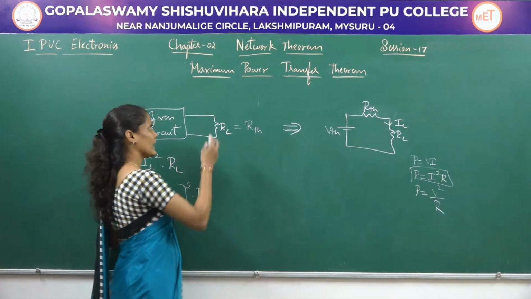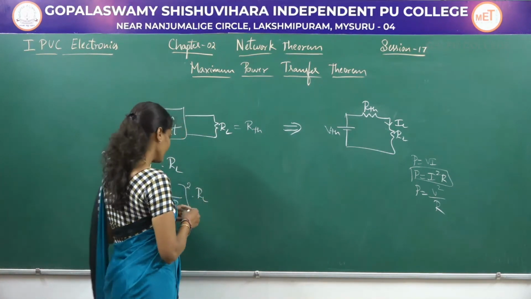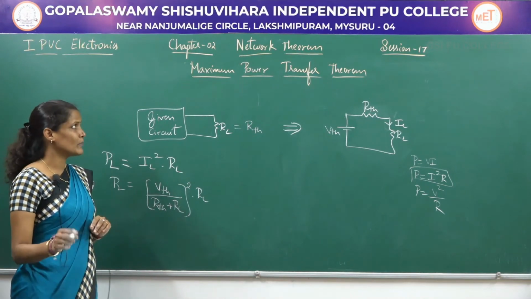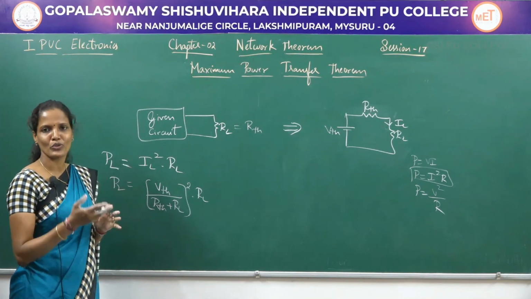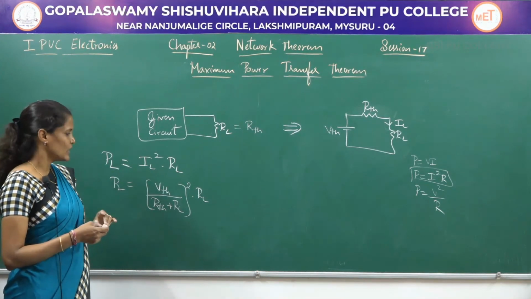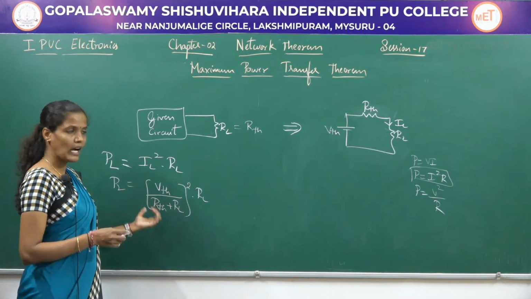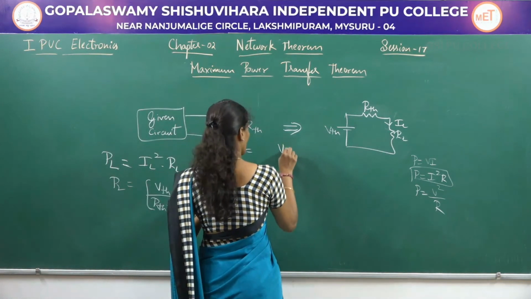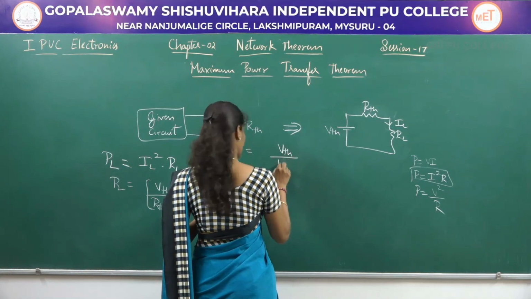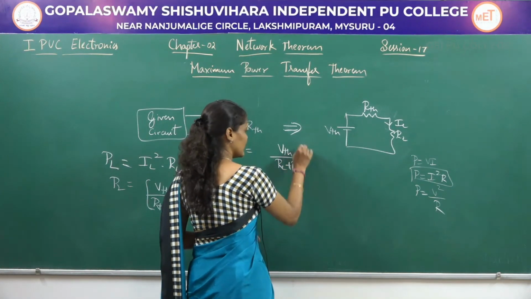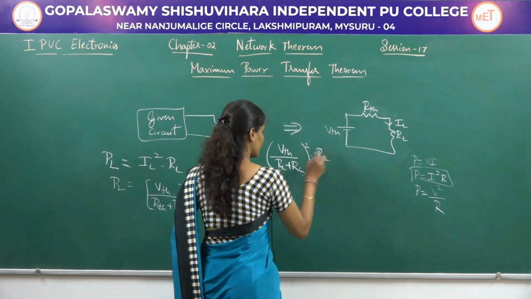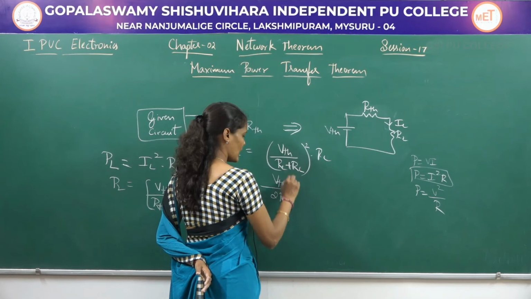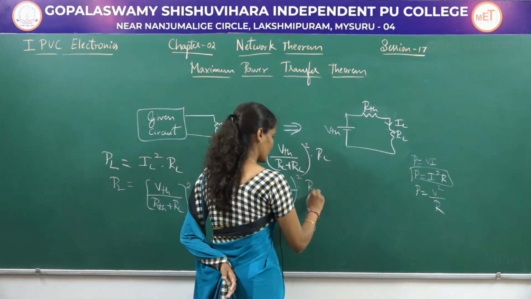But according to this maximum power transfer theorem, RL must be equal to RThevenin, only then the power transferred from the source to the load will be maximum. So let us substitute the RThevenin value as RL itself. So PL is equal to VThevenin divided by RL plus RL, whole square, into RL. So VThevenin divided by 2RL, whole square, into RL.